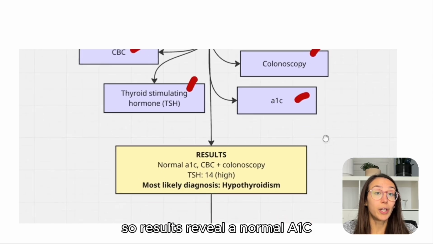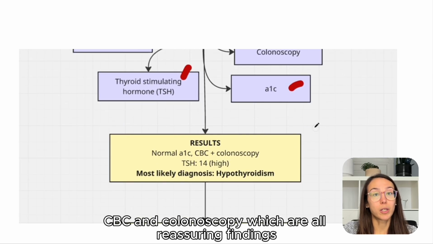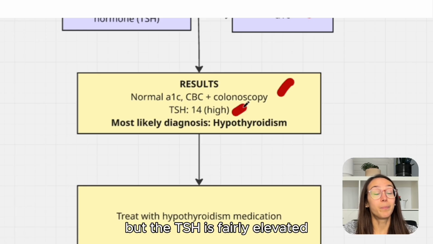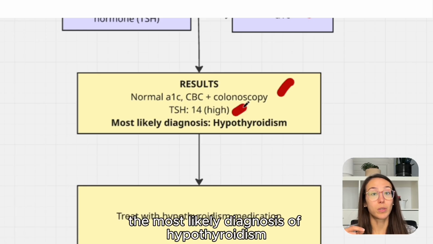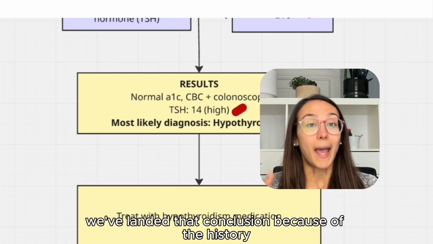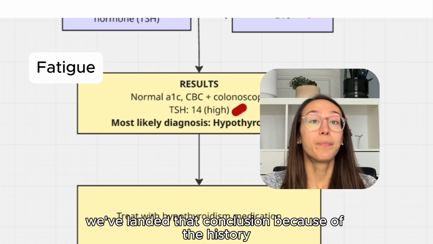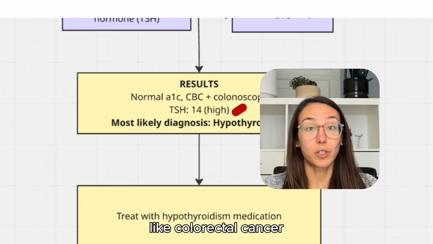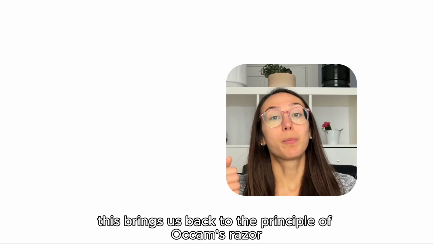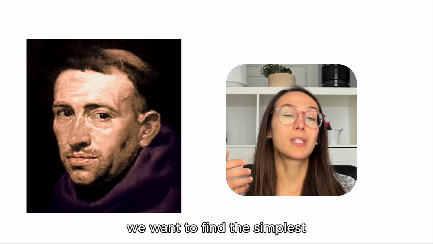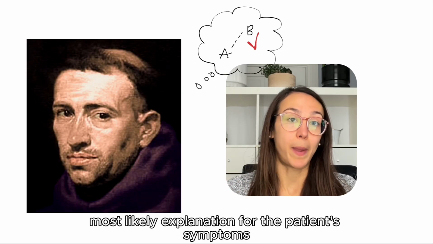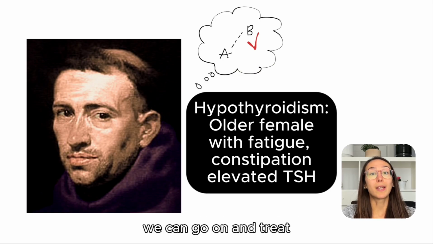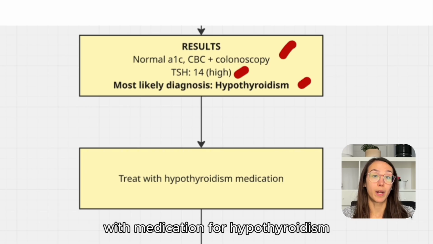So results reveal a normal A1C, CBC, and colonoscopy, which are all reassuring findings, but the TSH is fairly elevated. So that cinches the most likely diagnosis of hypothyroidism. We've landed that conclusion because of the history, the lab results, and ruling out the dangerous things like colorectal cancer. So this brings us back to the principle of Occam's razor. We want to find the simplest, most likely explanation for the patient's symptoms, which in this case is hypothyroidism. So now we can go on and treat with medication for hypothyroidism.